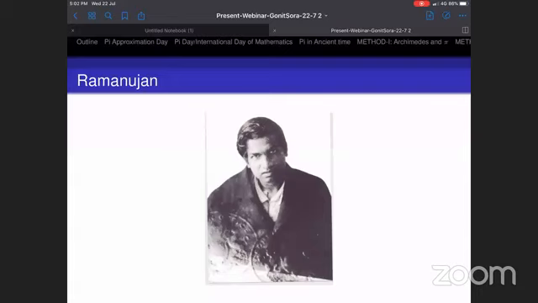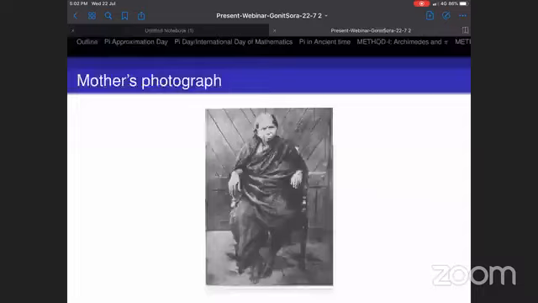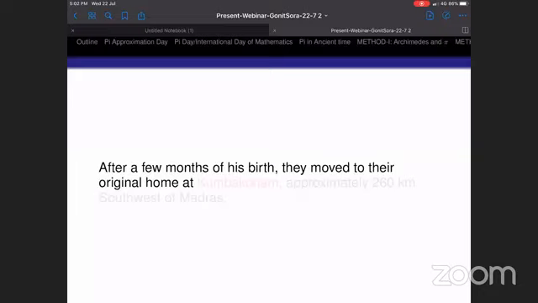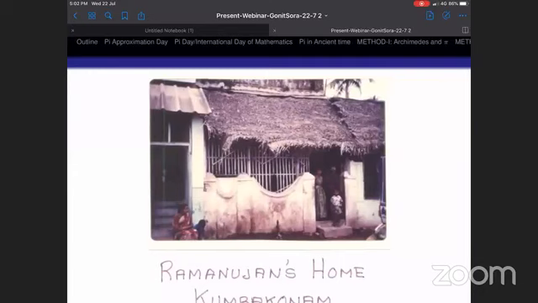And I'll just briefly discuss something about Ramanujan. This is his mother's photograph. And he was born in Erode. After a few months of his birth, they moved to their original home at Kumbakonam, approximately 260 kilometers southwest of Madras. And this is Ramanujan's home. Their family was economically not sound.